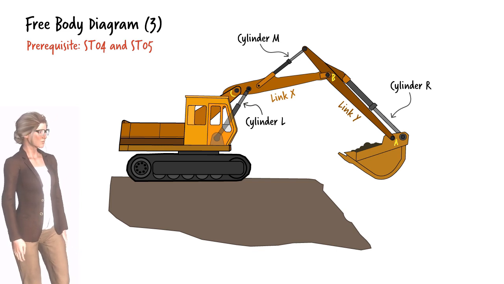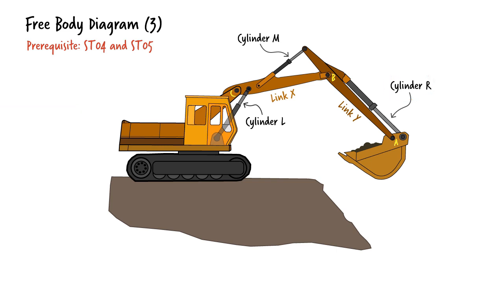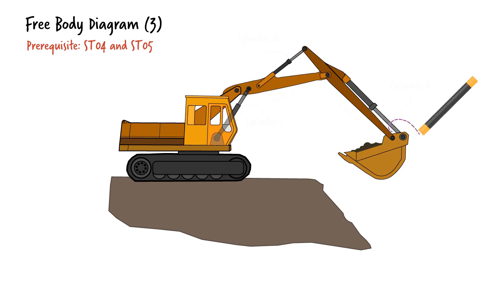For example, to determine the force in cylinder R, the free body diagram must show the force in the cylinder. To expose the force, we need to cut the cylinder like this, and then continue cutting until we isolate a part of the system. In this process, any time that we cut through a part of the system, we need to show the internal forces at the cut point. In this case, we can cut close to the pin in order to isolate the shovel.